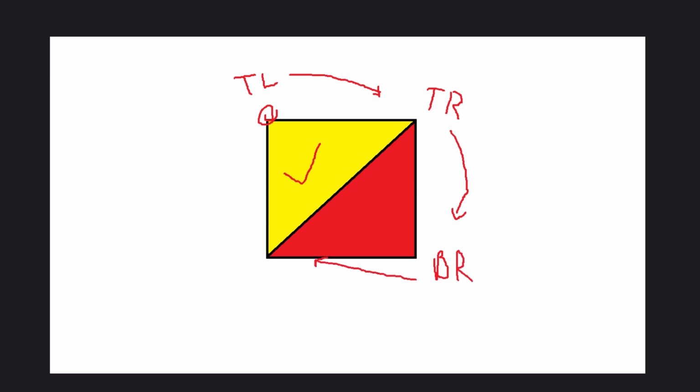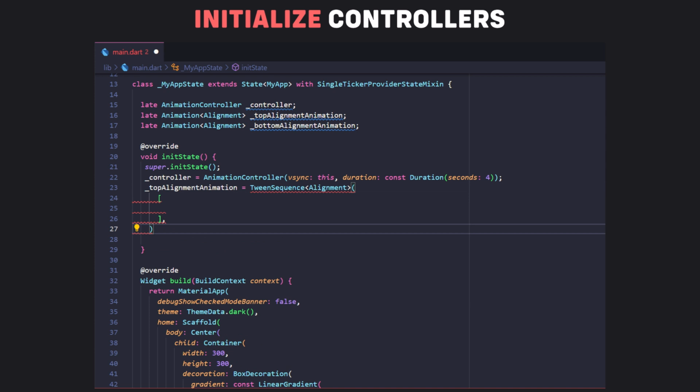Now the tricky part comes: we will have to create a sequence for both the alignments. To make you understand the logic behind it, I have created this drawing for you. For the top color alignment, which is yellow, we will start from the top left and end on the top right, then start from the top right and end on the bottom right, and so on until we reach the initial point. So in our first sequence, we will start from top left to top right.